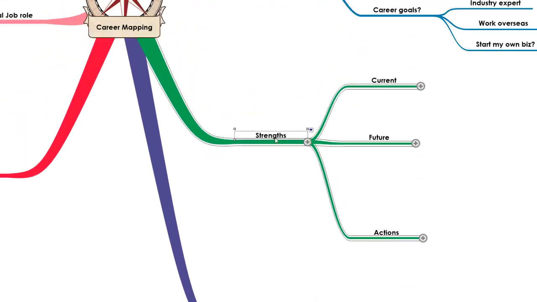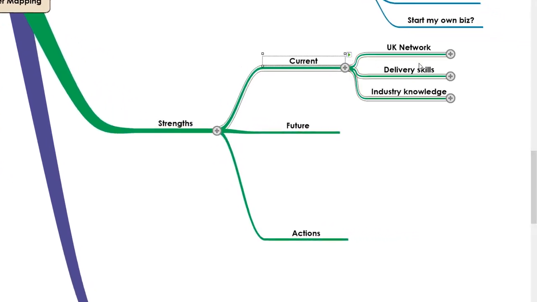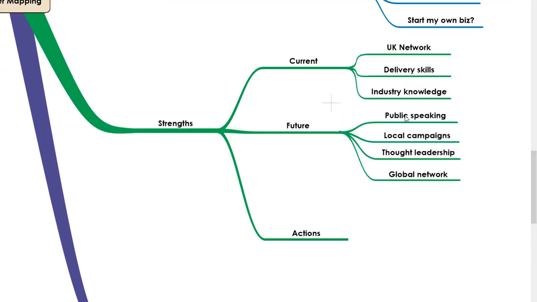For example, in this section of the mind map, we've not only captured the strengths we think we have today, like a strong UK network, for example, but we've also started to capture the strengths we'd like to have in the future. Perhaps we want to be better at public speaking and have a strong global network of contacts rather than just a UK network.